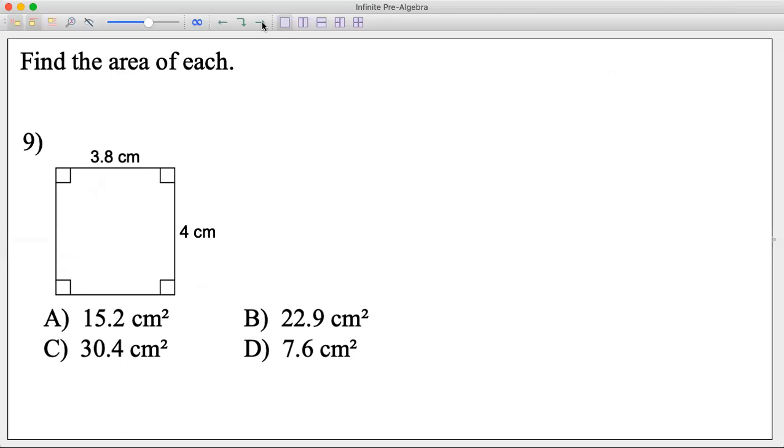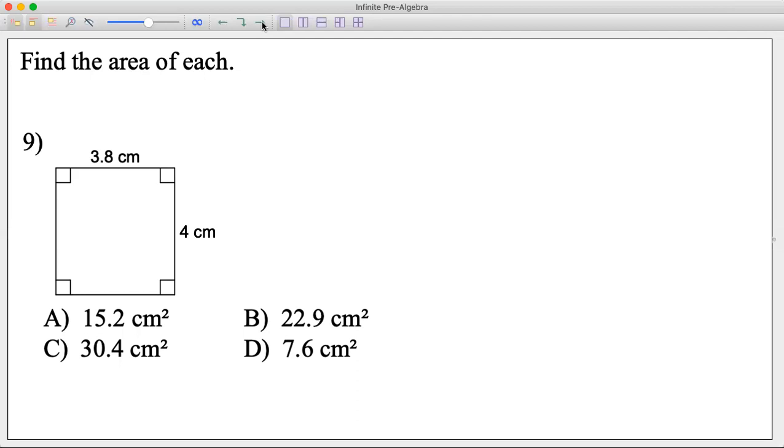Okay. What's the shape? Square. It is not a square. How do I know it's not a square? Because the sides aren't the same. So what's the shape? I got a quadrilateral with 4 right angles. That makes it a rectangle. It looks like a square, but the sides are not the same. This is a rectangle.